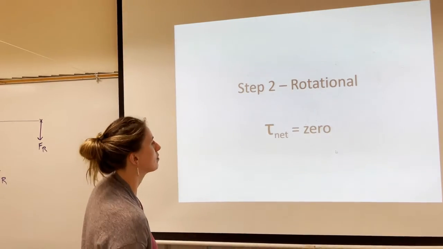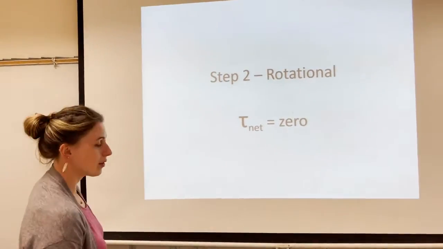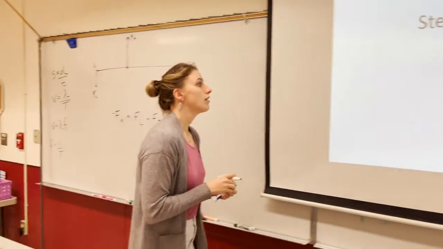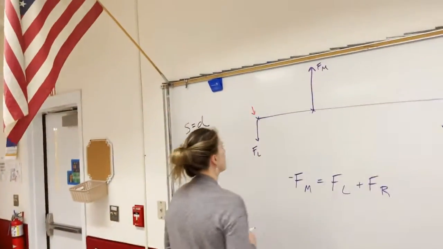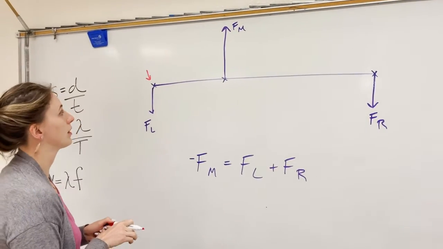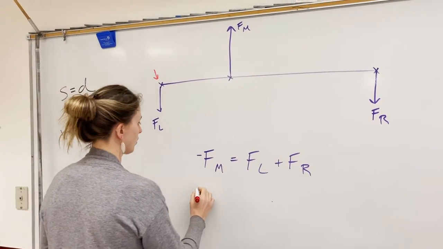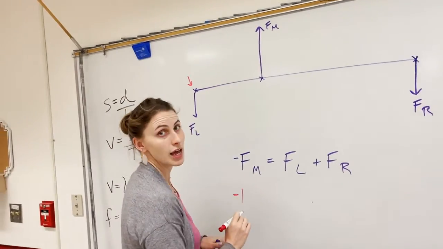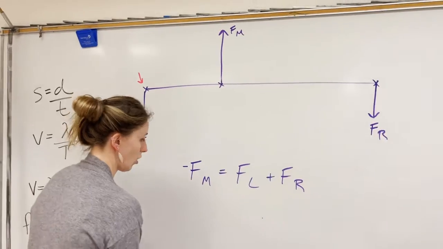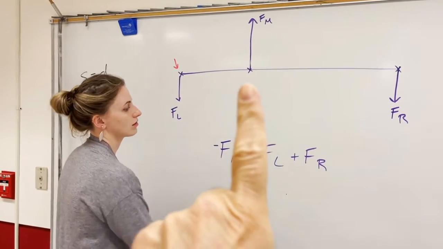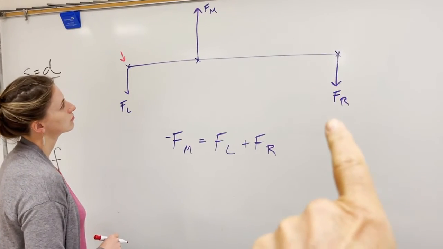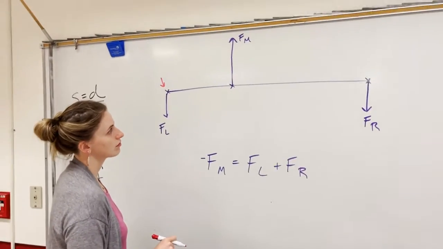Okay, so step two is for the net torque. So now we have to think about it rotationally. And of course, our net forces are equal to 0. And that's what you were doing over here when you were choosing your axis of rotation. And so you could choose any of them, actually. It doesn't really matter. I'll choose the left. Well, if you choose the left as the axis of rotation, then you've got two torques. There's the torque due to the middle that's counterclockwise, and you've got the torque due to the right that's clockwise. So you've got two torques here.